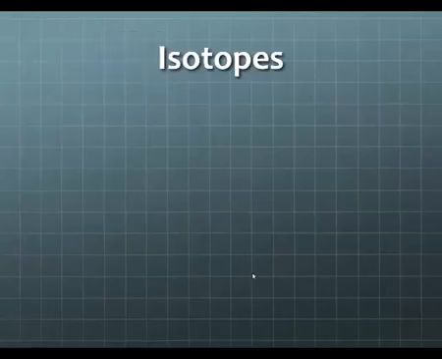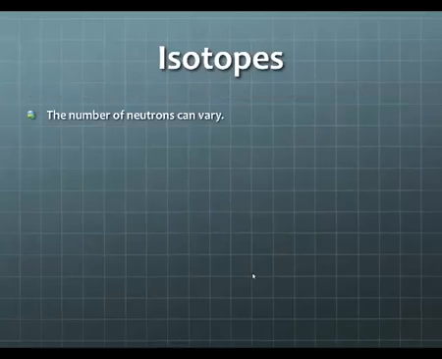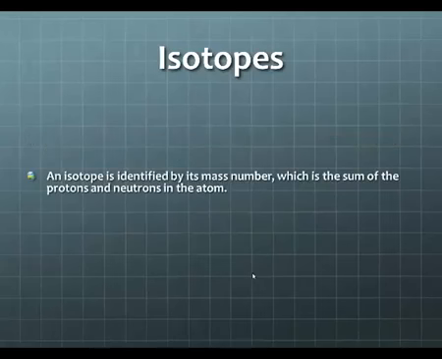Isotopes. All atoms of an element have the same number of protons. The number of neutrons can vary. Atoms with the same number of protons and different numbers of neutrons are called isotopes. An isotope is identified by its mass number, which is the sum of the protons and neutrons in the atom.